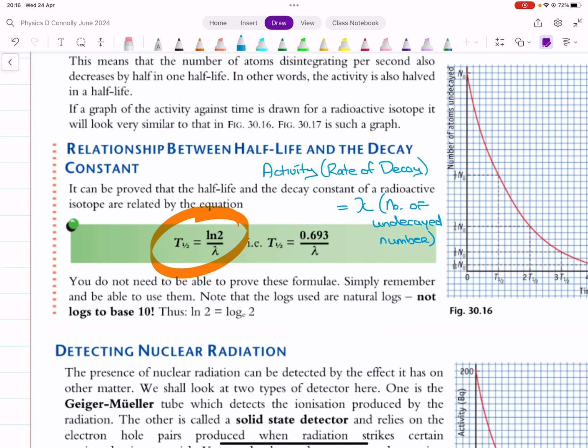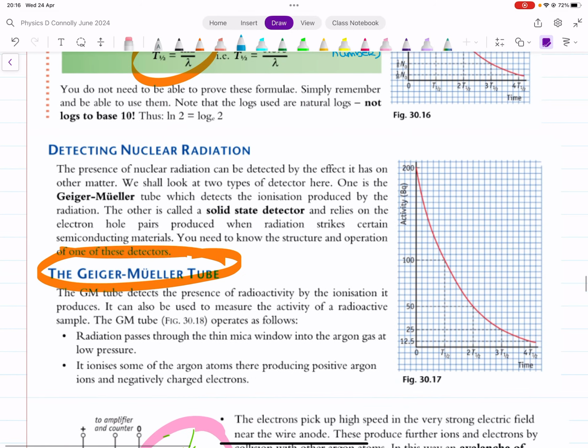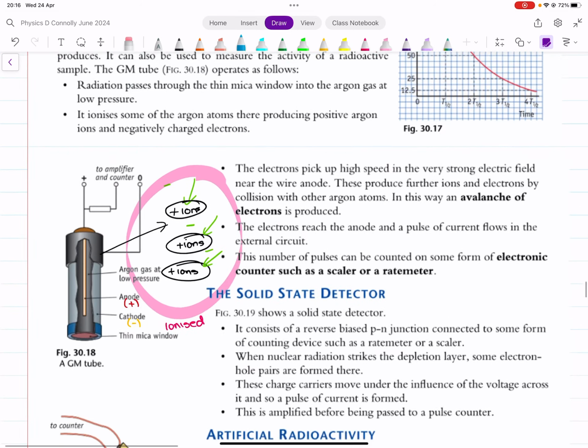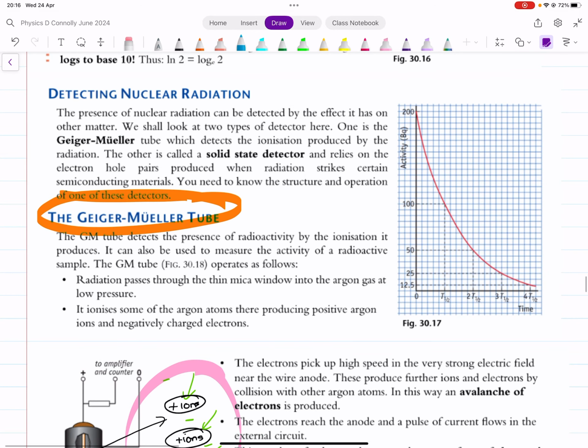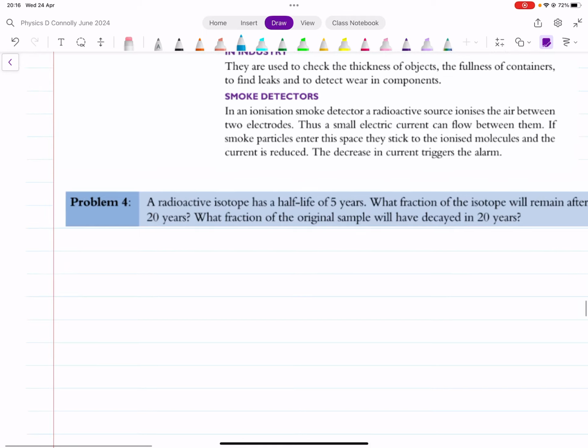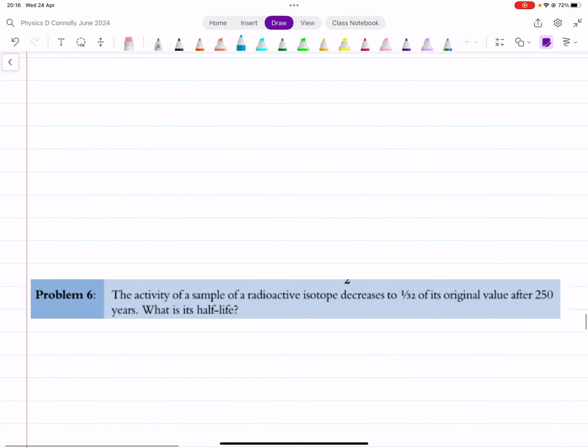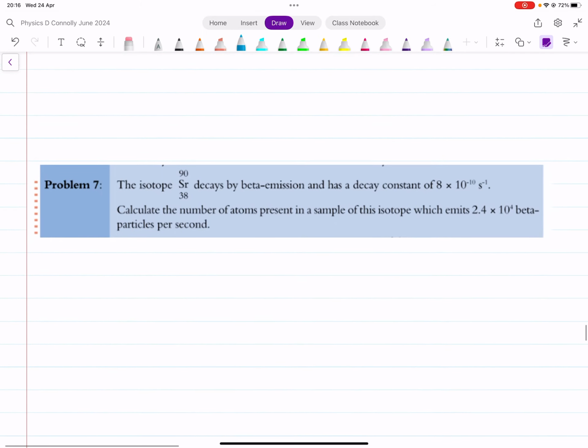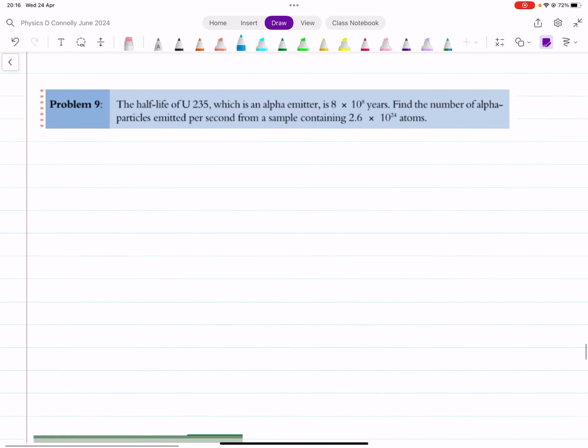Yeah? So it goes on here talking about detecting nuclear radiation in the Geiger Müller tube. I will do all that on Monday because I'm going to try and set up that experiment and do it as best we can. So what I want you to do is have a look at a couple of questions.